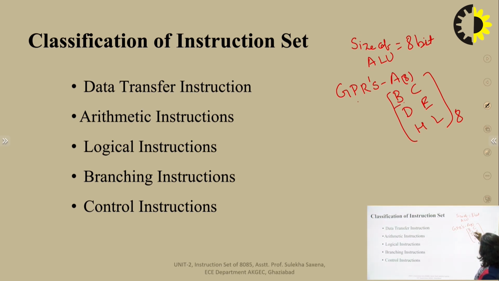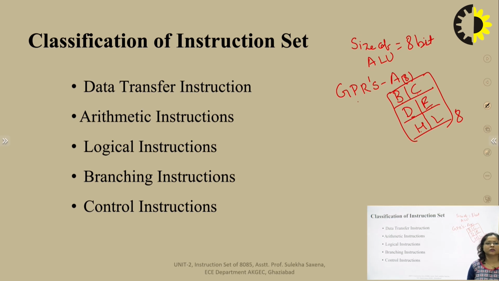If we have to operate on 16-bit data, then we can combine two 8-bit registers to make a 16-bit combination. For this purpose, the register pairs are fixed, that is, B can be combined with C only, that is the BC pair, D can be combined with E only and H can be combined with L only. So the register pairs that we can use are BC, DE and HL.